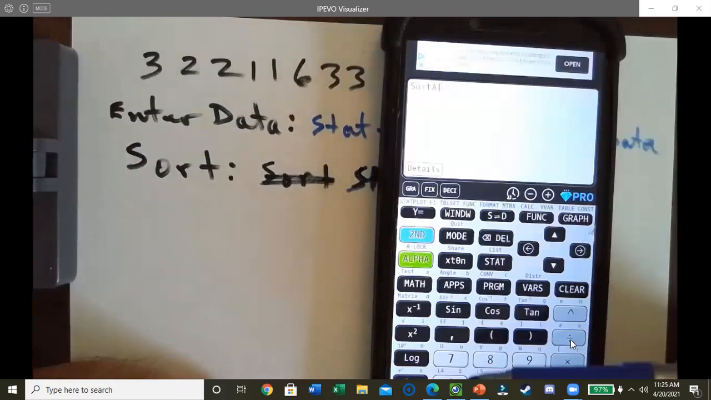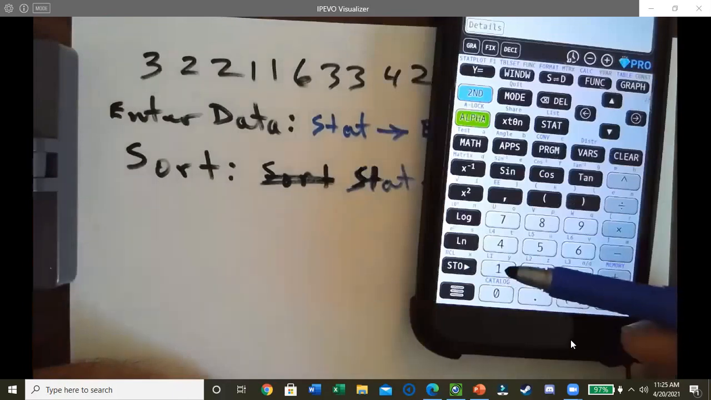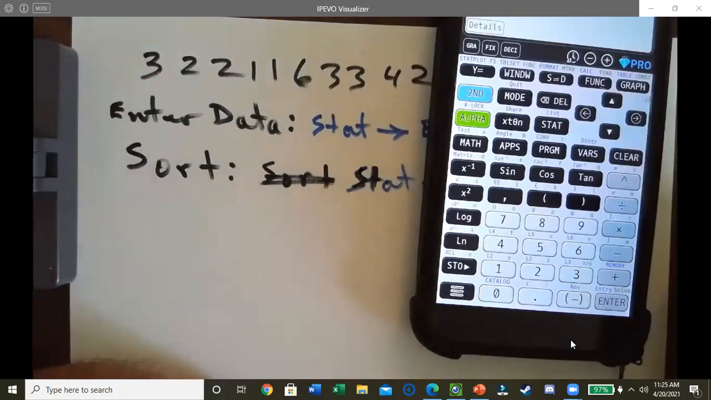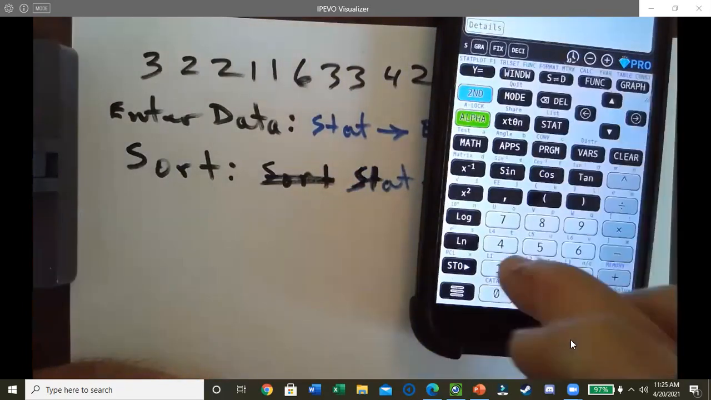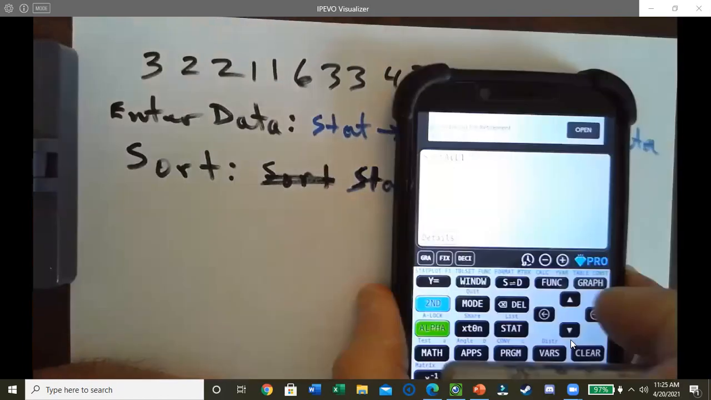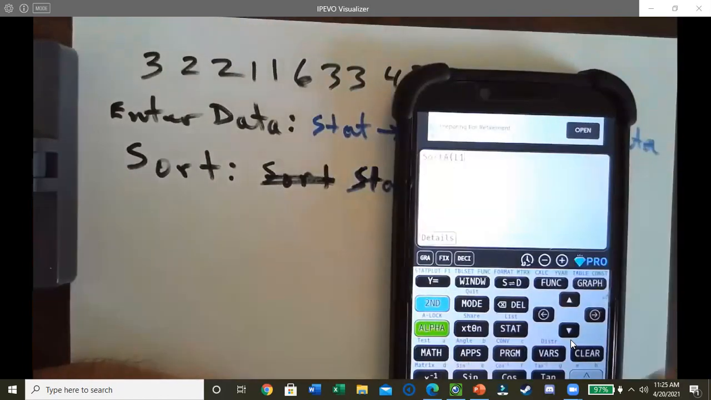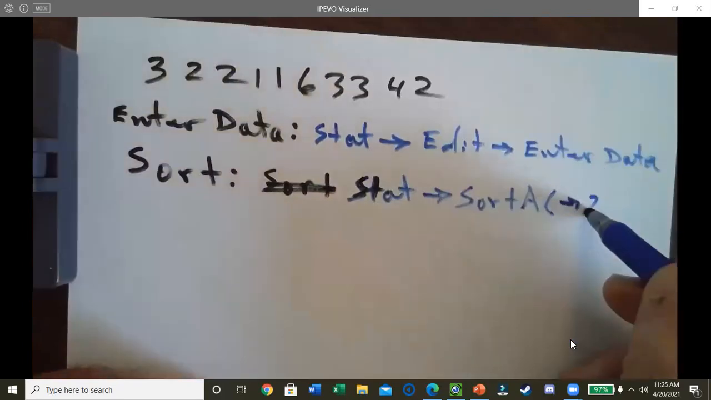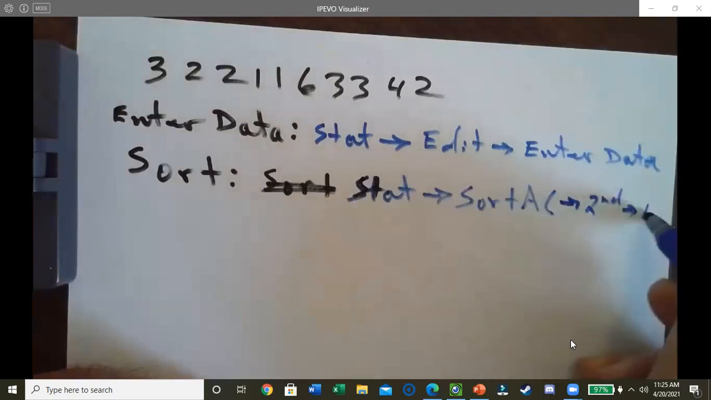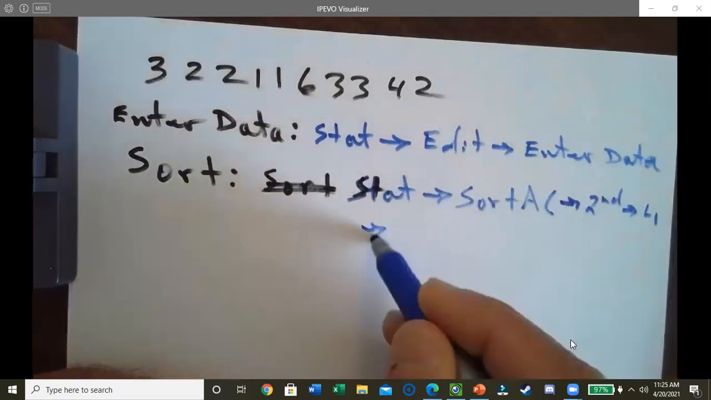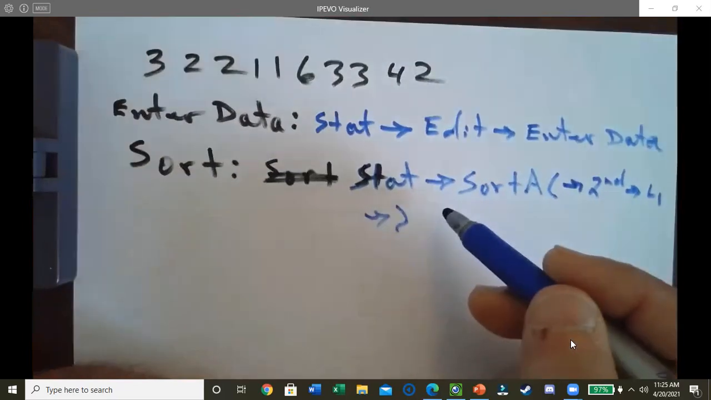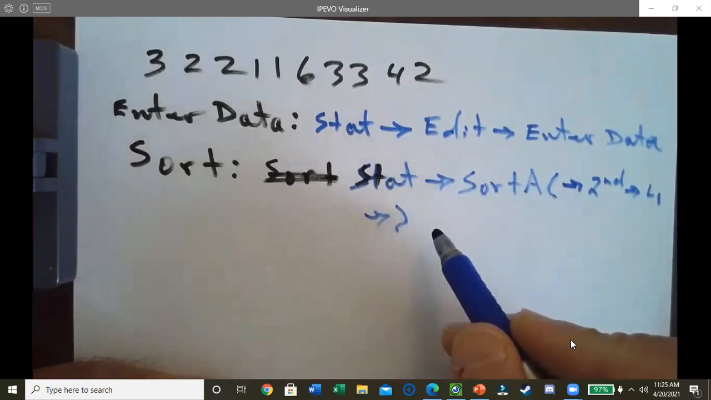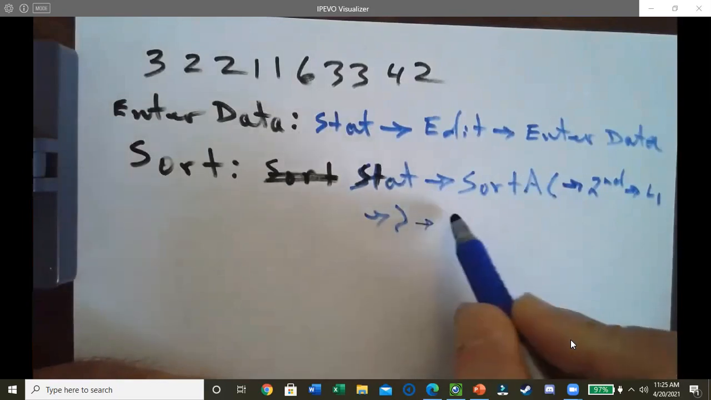Well, L1 is down here. Well, you have to hit the blue second key and then L1. Second, L1. And notice there it is. Okay, close the parentheses. So you're going to put in second, L1, and then you're going to close the parentheses. I always like to close parentheses. You could do it without closing the parentheses, but it's always a good idea to get in the practice of closing the parentheses. And then you're going to hit enter.